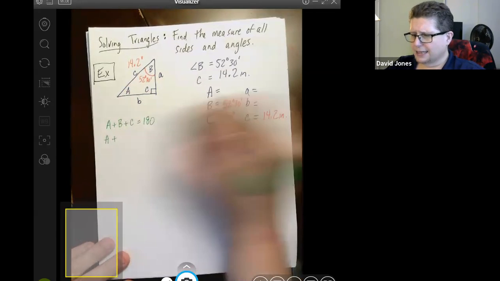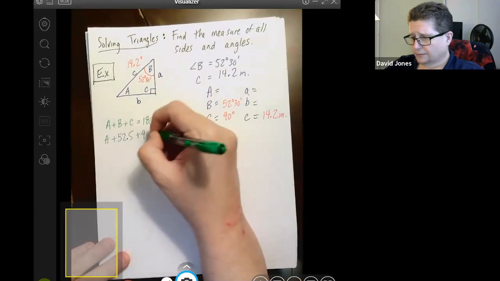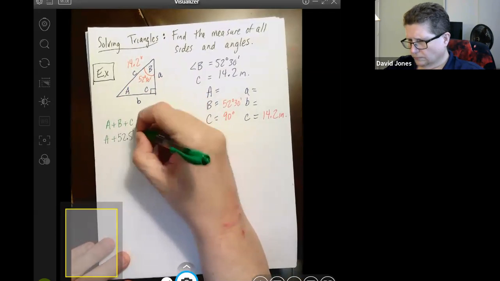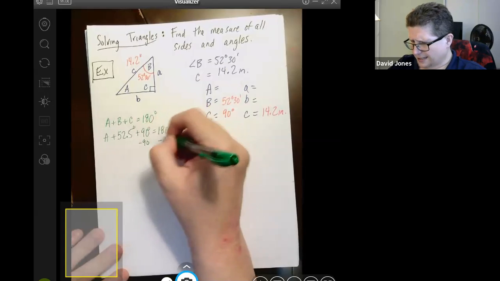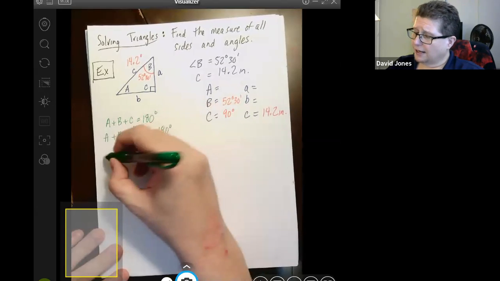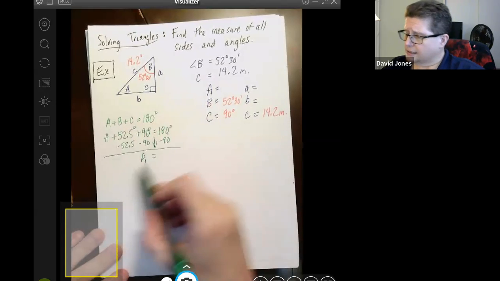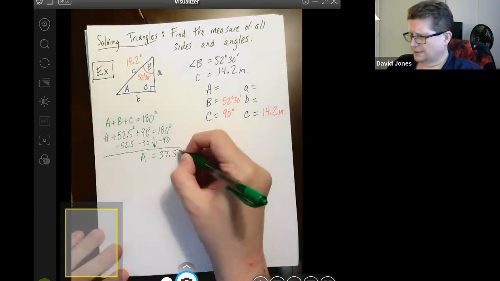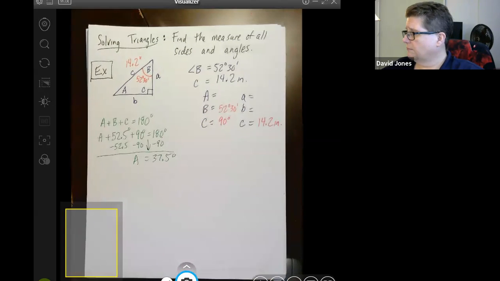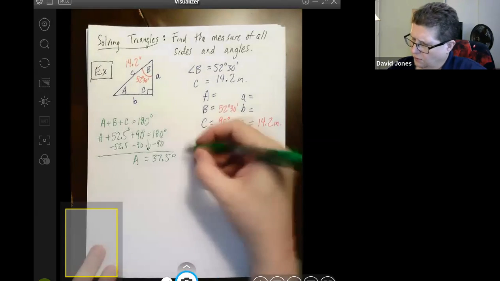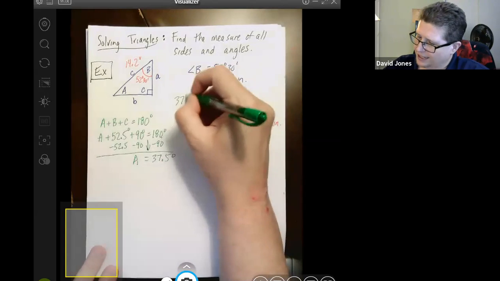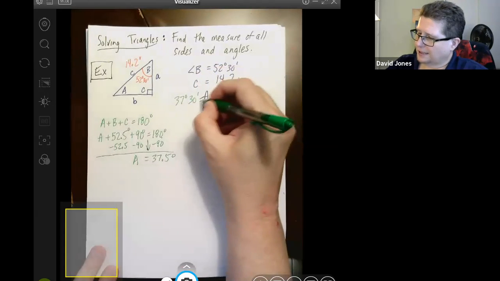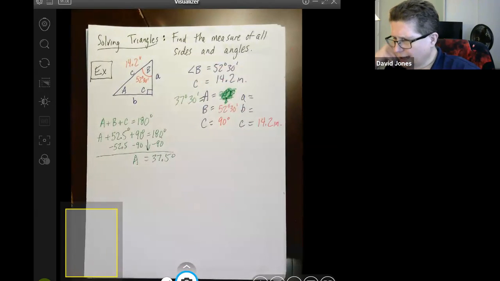52 degrees, 30 minutes as a decimal is 52.5. I subtract the 90 over. I got 90 on the right side. I subtract 52.5. What do I get left with? 90 minus 52.5 is 37.5. Does that sound about right? And since it was originally written in minutes, I'm going to write it in minutes. 37 degrees, 30 minutes. There we go. Ignore that screw up. Now we need to find side a and b.